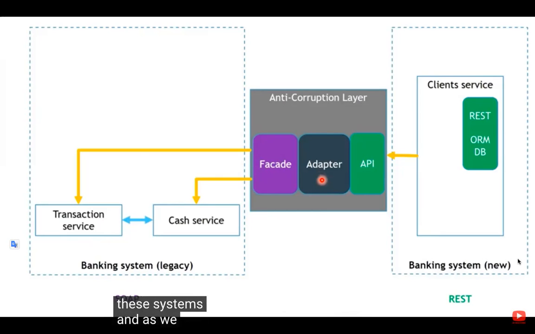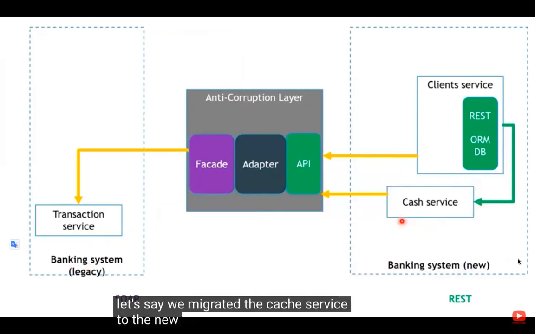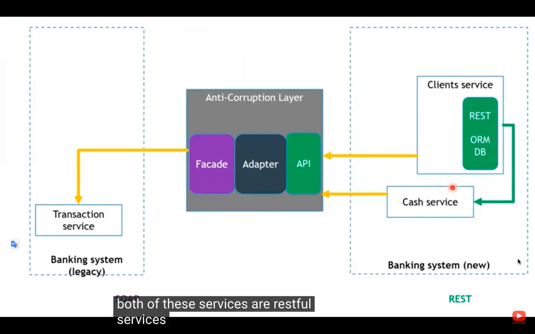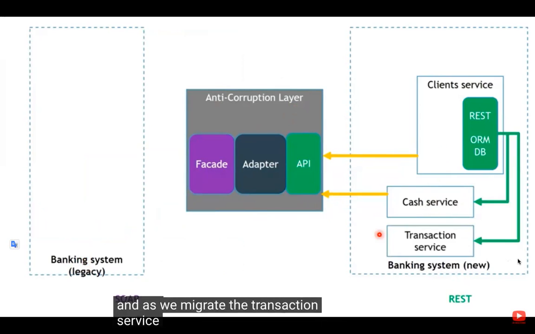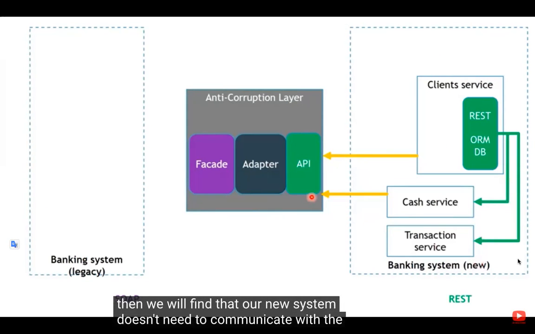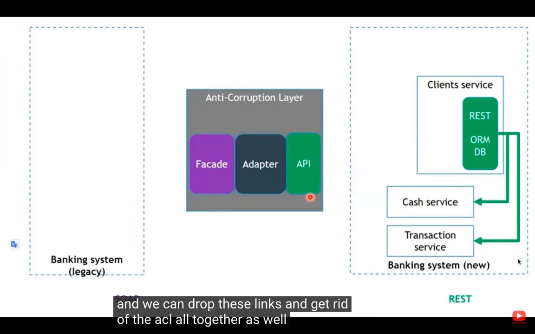And as we migrate other services from the legacy system to the new system, let's say we migrated the cache service to the new system, the communication between the client service and the cache service is going to be RESTful communication, because both of these services are RESTful services. And the services in our new system are going to use the ACL to communicate with the transaction service that still sits within the legacy system. And as we migrate the transaction service to the new system and have all of our internal communication done using the RESTful protocol, then we will find that our new system doesn't need to communicate with the ACL anymore. And we can drop these links and get rid of the ACL altogether.